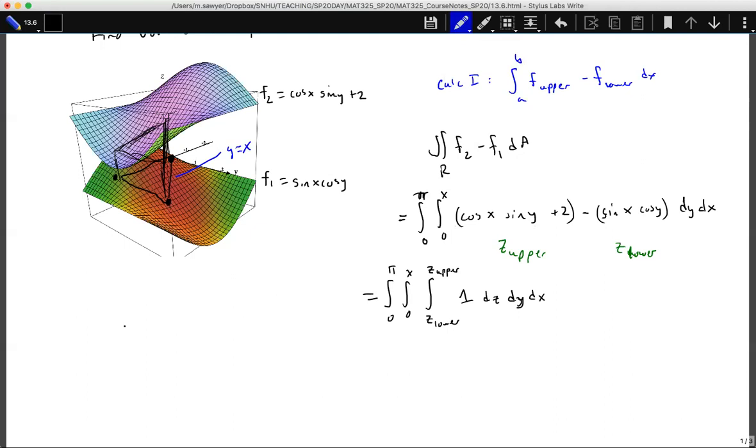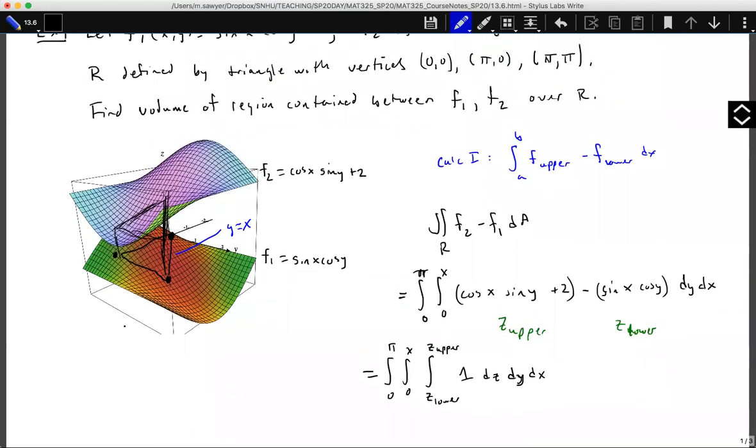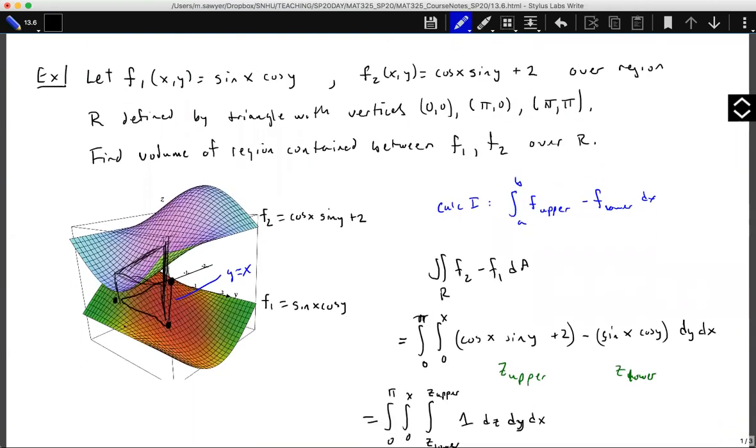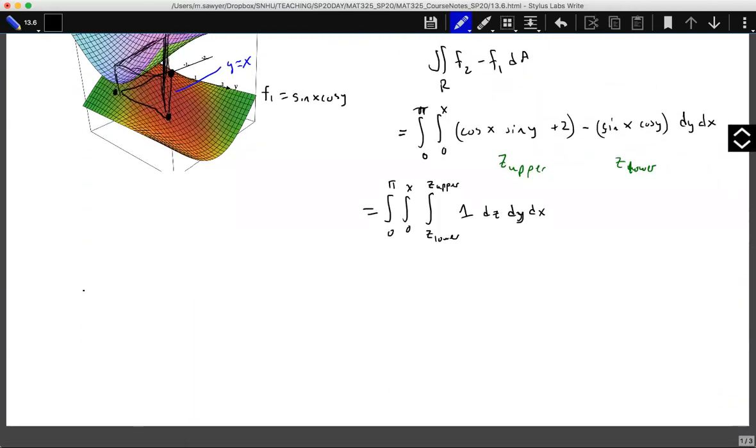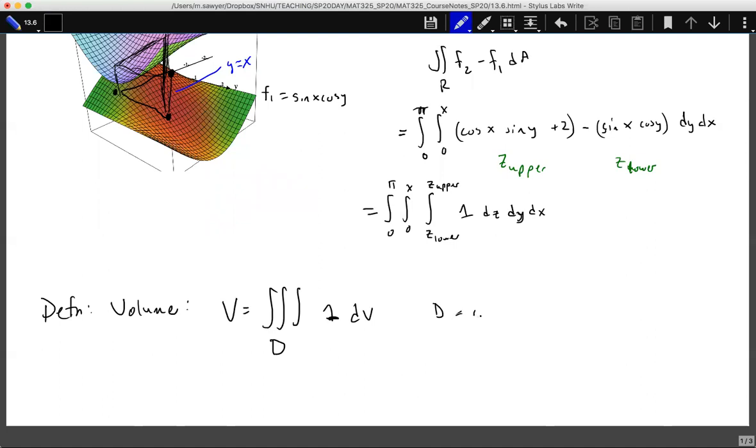And so this is where we define the idea of the volume. Here is a definition for volume. For a triple integral, we define the volume V to be equal to the triple integral over some domain D of 1 with respect to dV, where D is a closed bounded region.